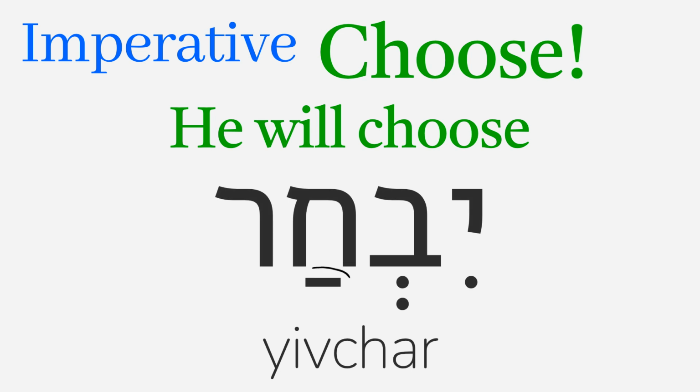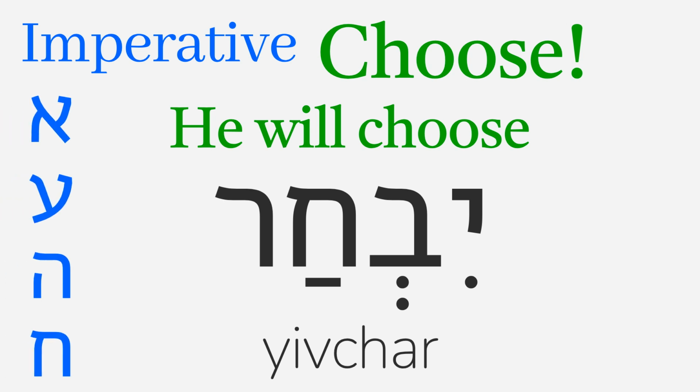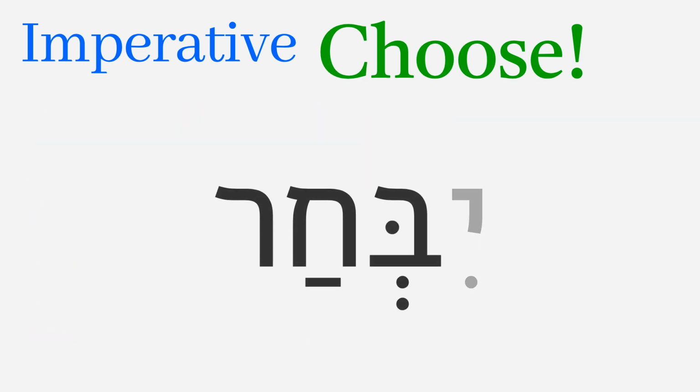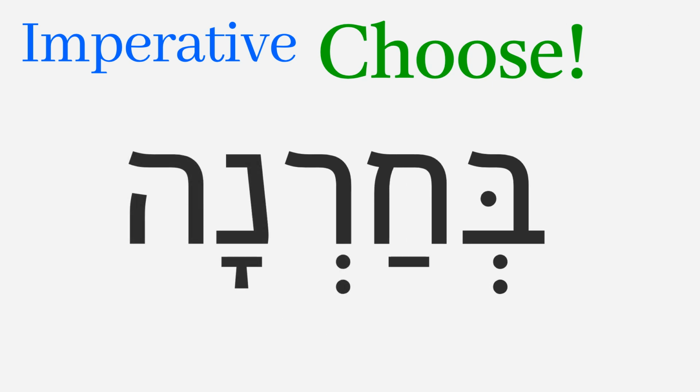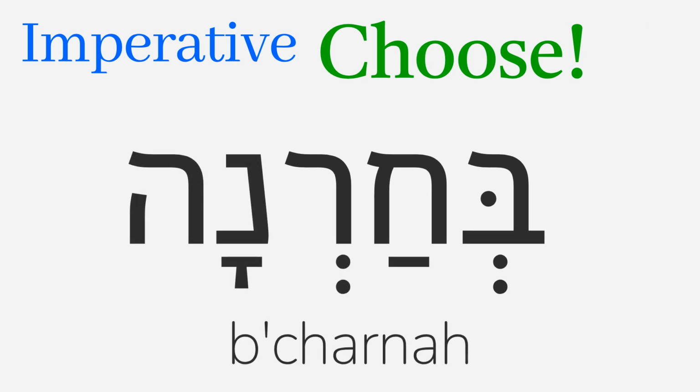Getting back to affirmative or positive commands, let's see the four forms of the command choose. The future tense verb he will choose is yivchar, which has a patach on the second root letter instead of a cholam. This happens when the second root letter is an aleph, ayin, hey, or in this case, chet. Removing the yod prefix, we get bchar, which is the masculine singular command choose. We can add na to this to get bcharna, the feminine plural command choose.